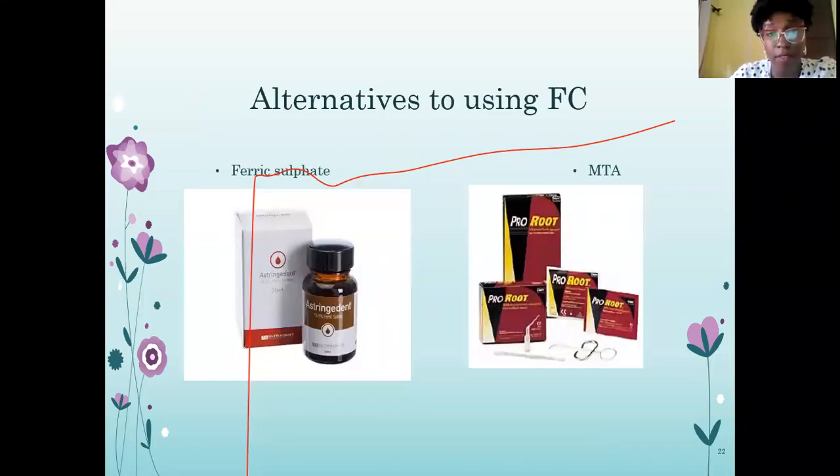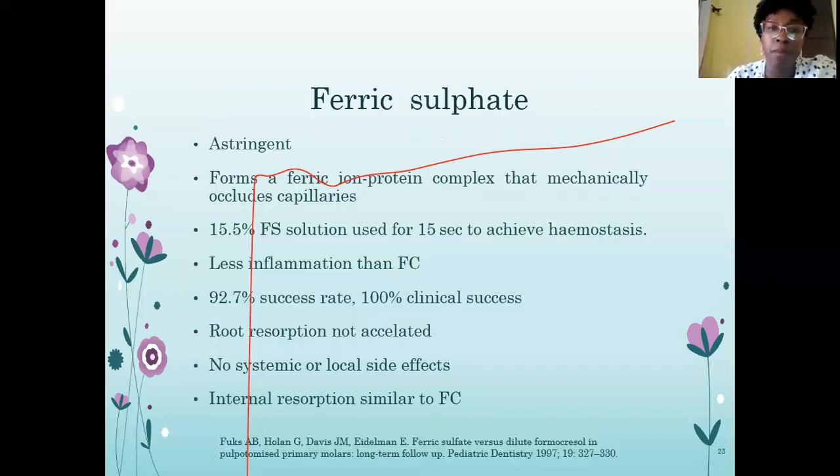We have ferric sulfate and then MTA. I mentioned glutaraldehyde for preservative, laser. Let's look at all those one by one. So what is ferric sulfate? It's an astringent, hemostat. A lot of us use it in achieving hemostasis when maybe a crown prep, achieving hemostasis around the margin lines. So it forms a complex as well that mechanically occludes a capillary.